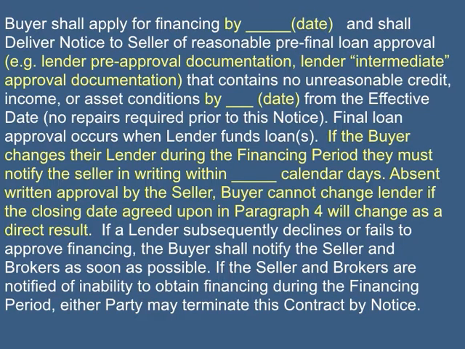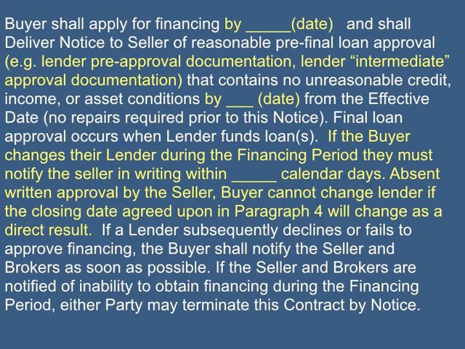And then we go on to say, if the buyer changes their lender, go back for a second. Final loan approval occurs only when the lender funds the loans, as we said earlier. You have your final loan approval at closing, basically. If the buyer changes their lender during the financing period, they must notify the seller in writing within blank calendar days. What would you put there? 2. Some people put 3. But you need to notify the seller pretty quickly.